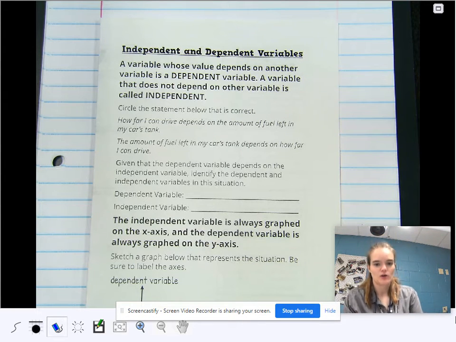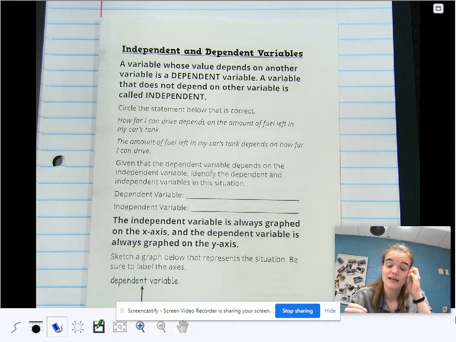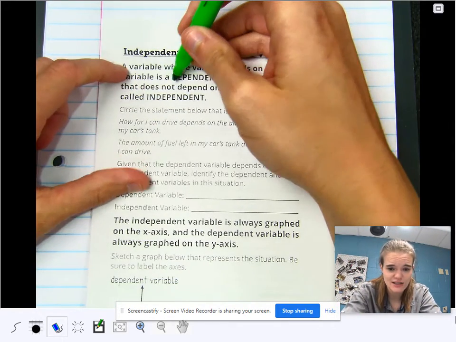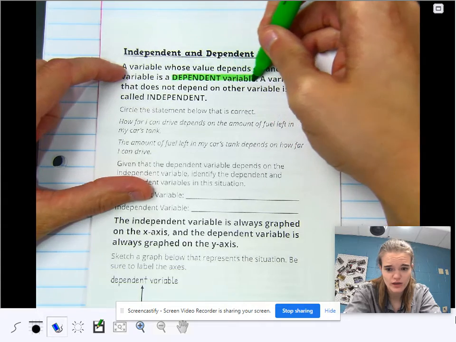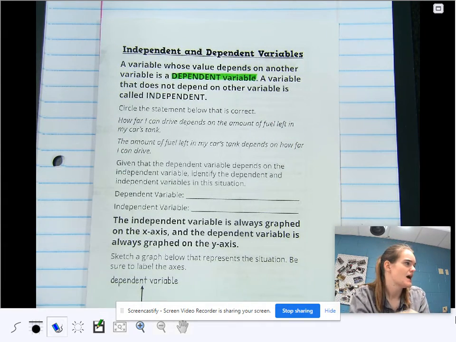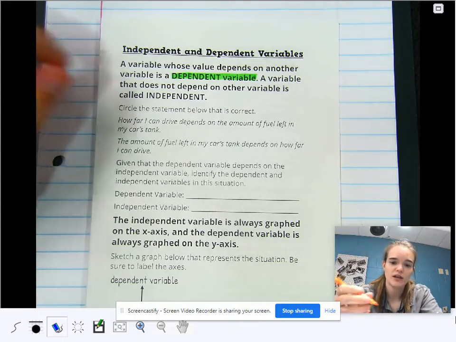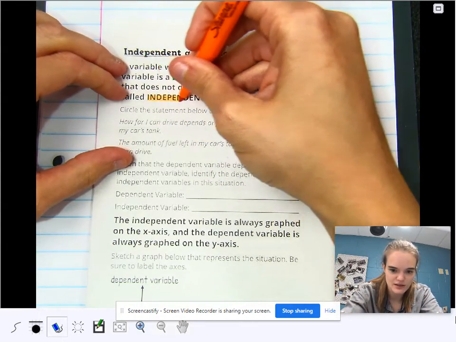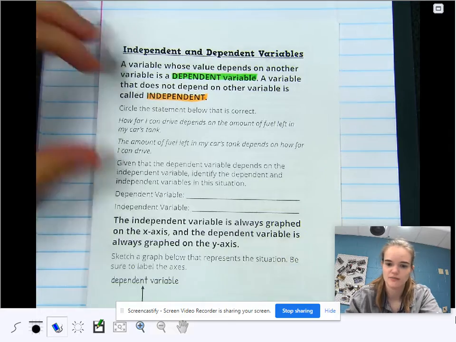Okay, so a variable whose value depends on another variable is a dependent variable. Today, we are going to highlight dependent variables in green. A variable that does not depend on other variables is called independent. The independent variable is going to be in orange today.